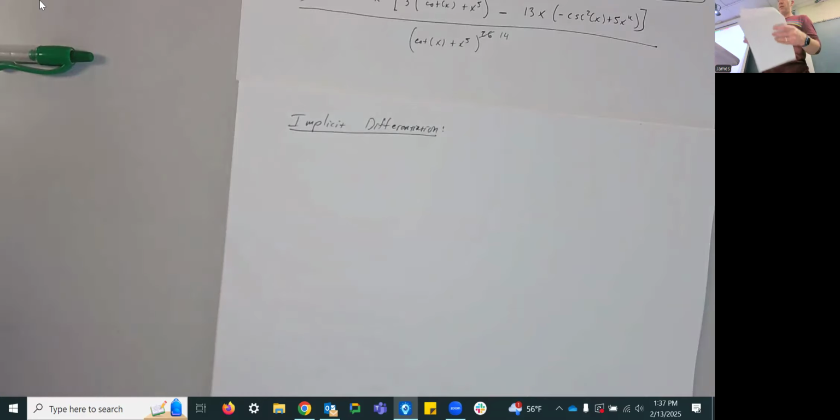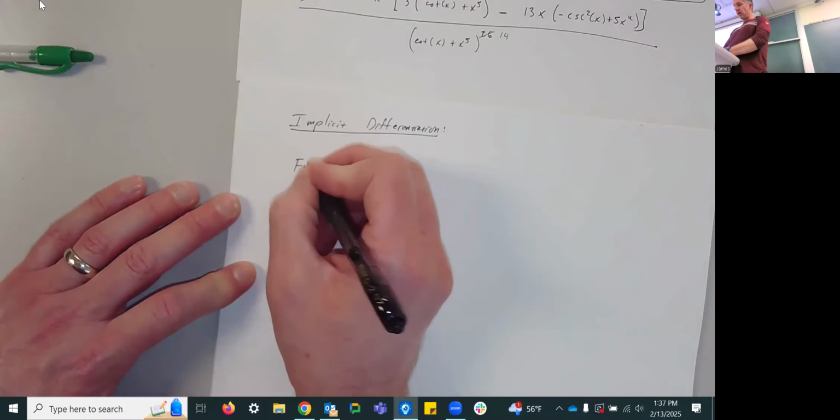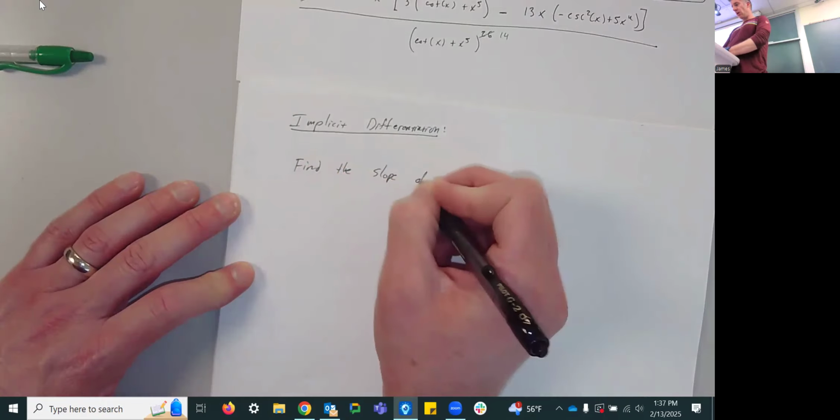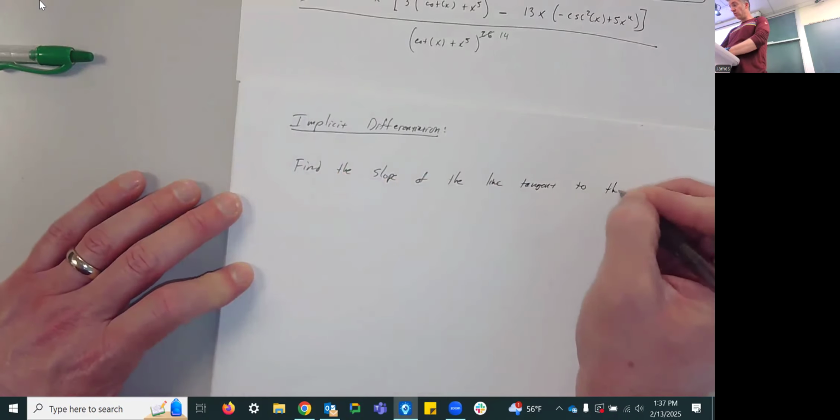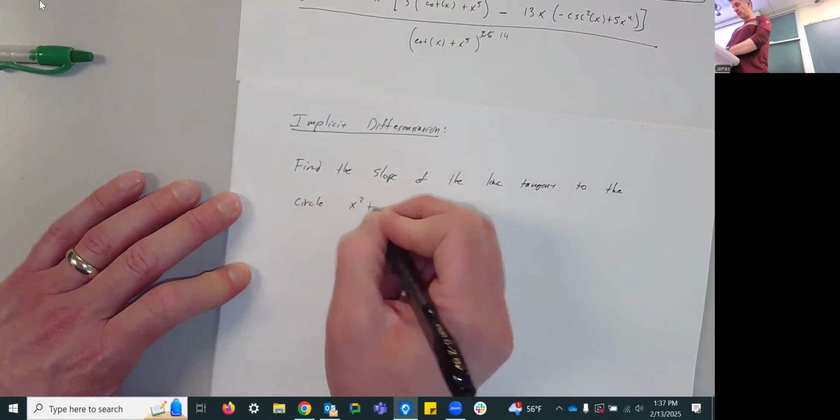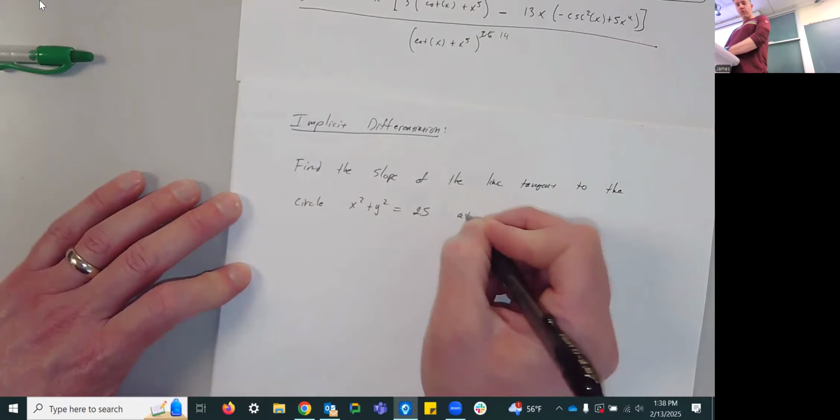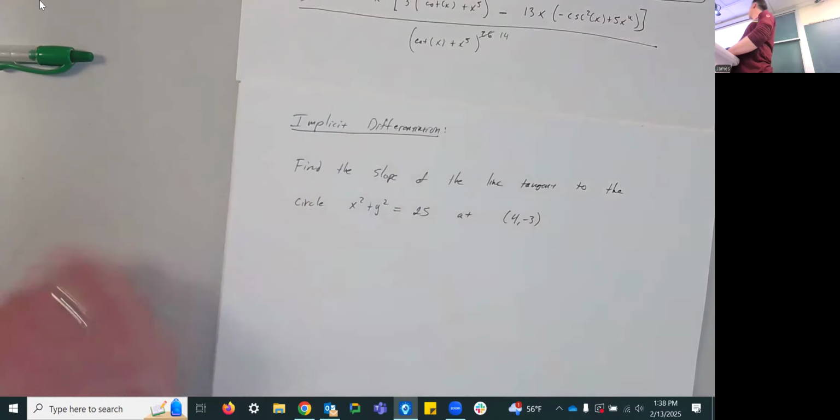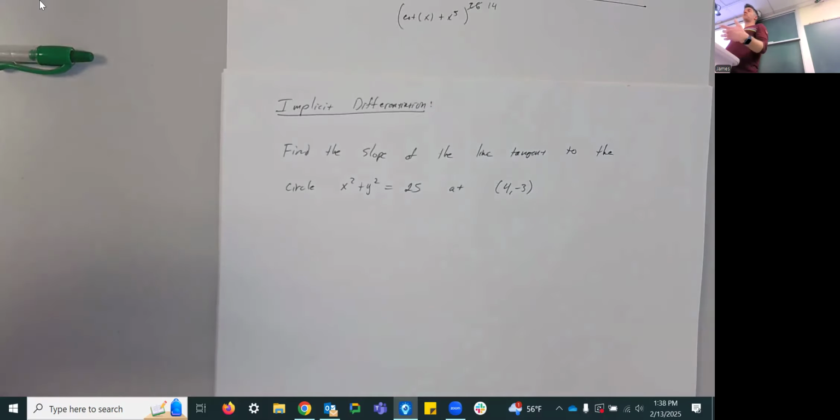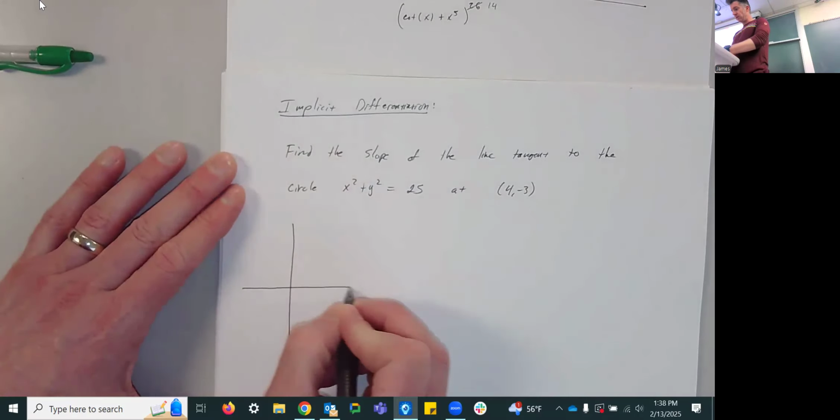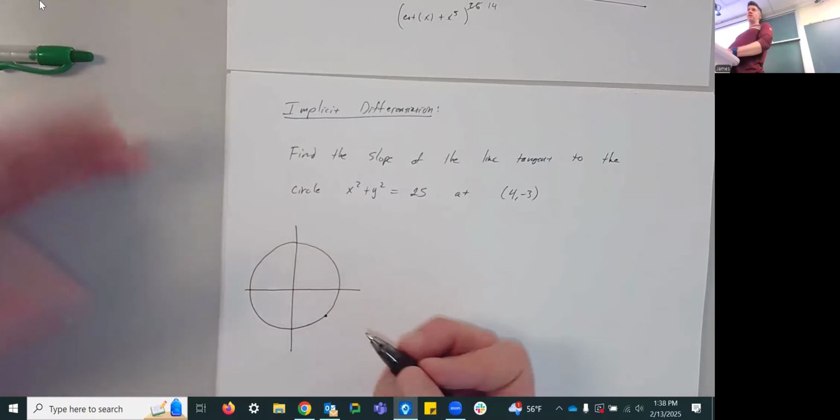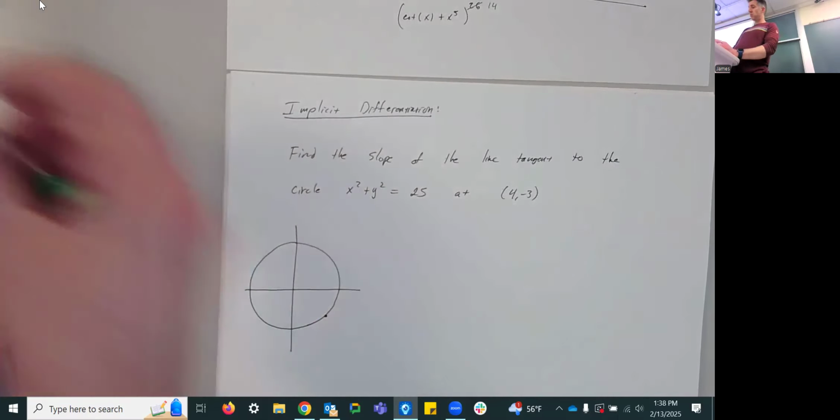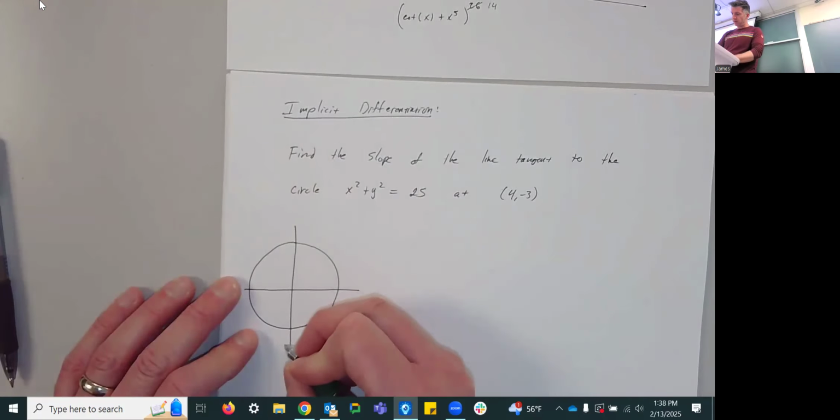So the example we usually start off with is, let's say that we want to find the slope of the line tangent to the circle x squared plus y squared equals 25 at the point (4, -3). First off, the circle is not a function, right? It fails the vertical line test hard. That doesn't mean it doesn't have any tangent lines. If I draw this circle and go over to the point (4, -3), there for sure is going to be a tangent line there with some defined slope. So our job is to figure out what the slope of that is.